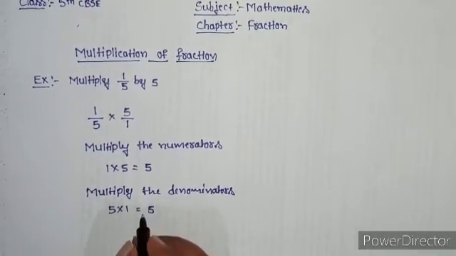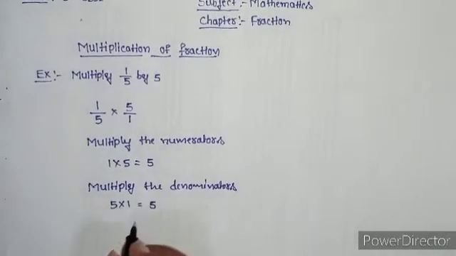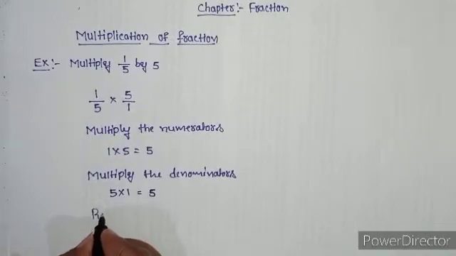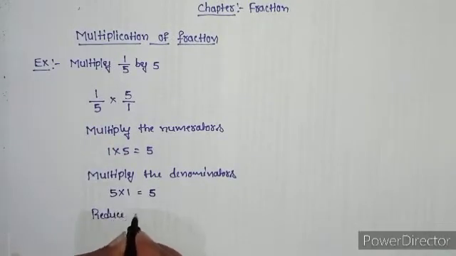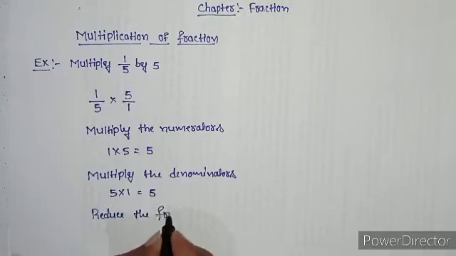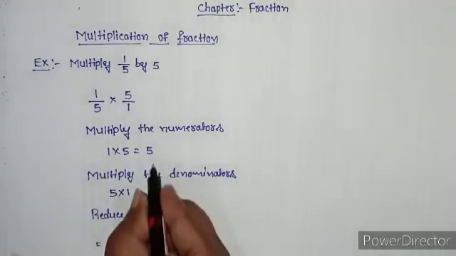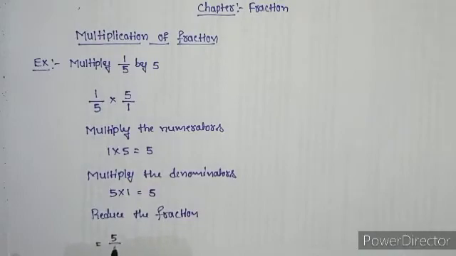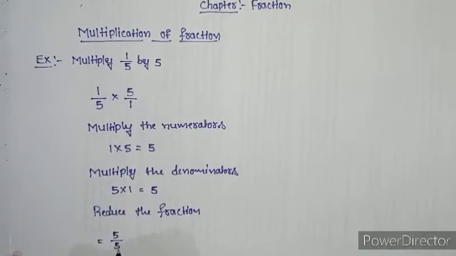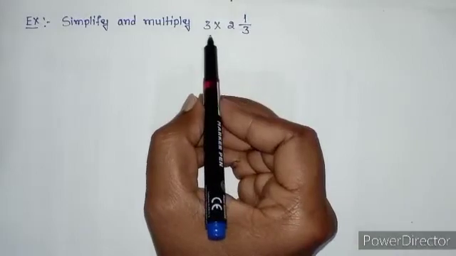Okay, now we need to reduce the fraction, right? So 5 over 5, right? So is equal to 5 over 5. Okay, so here 5 divides 5 completely, right? 5 ones are 5. So we got answer 1. Students, here another example.